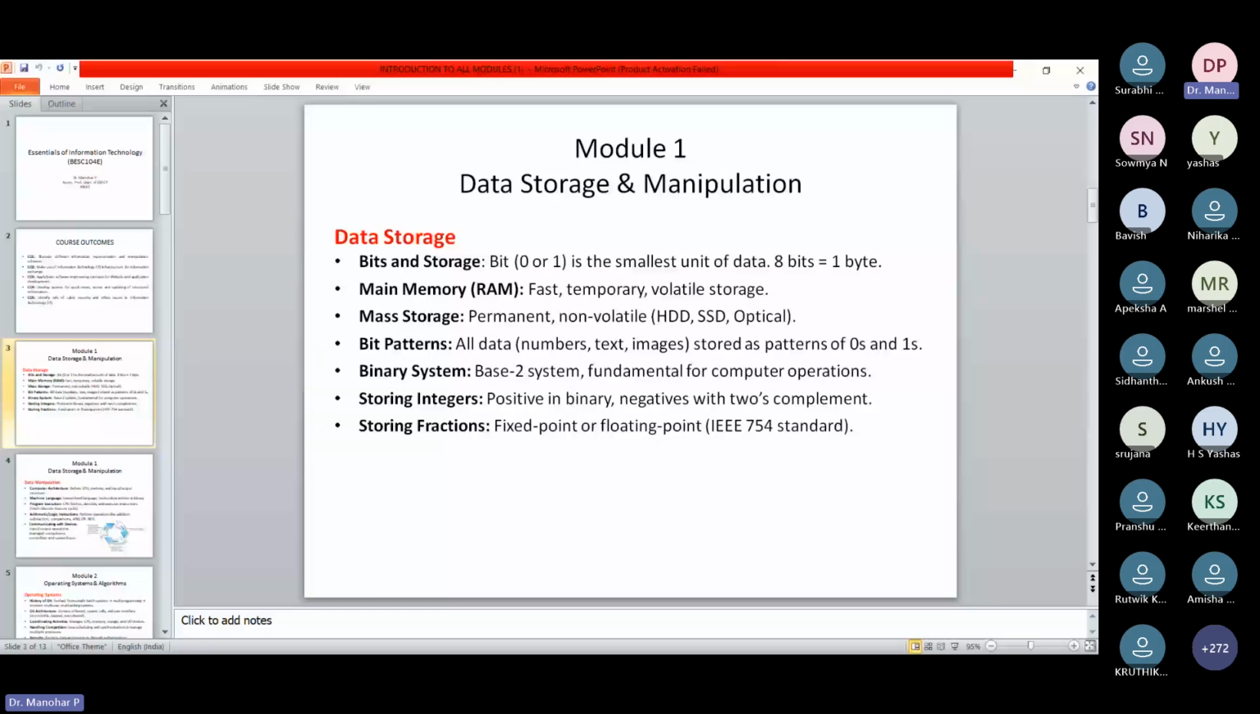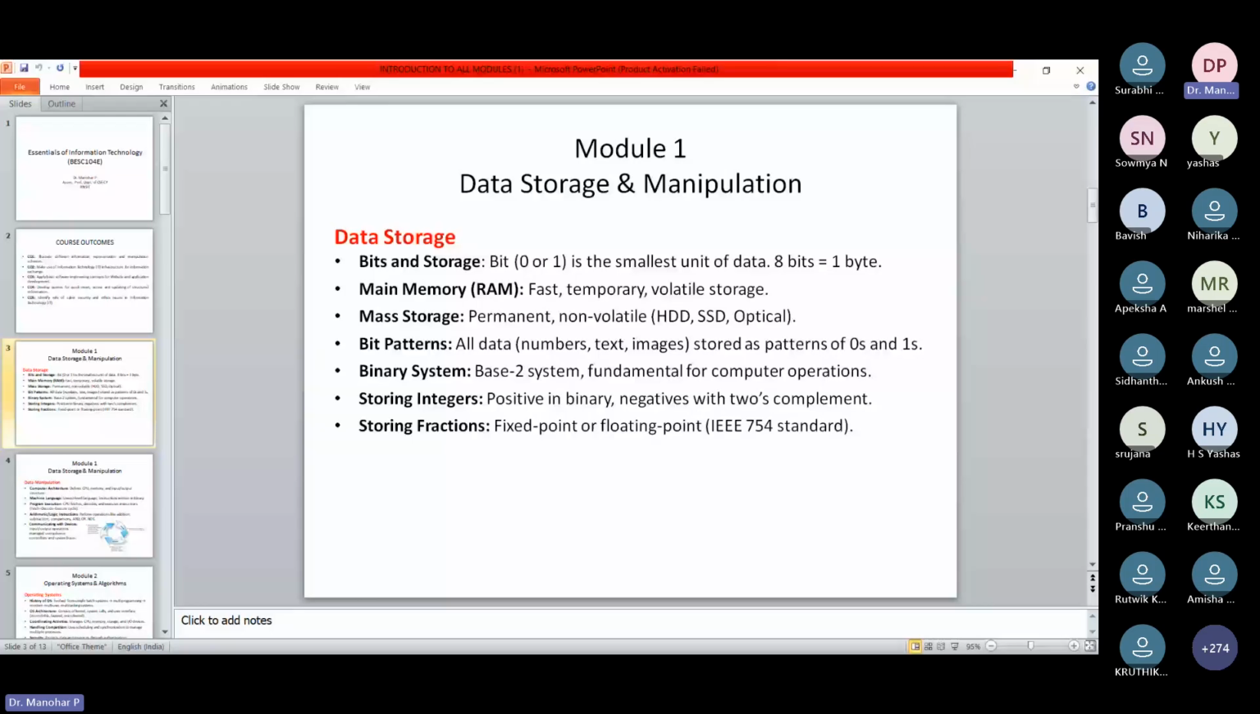And how can you store the integers? The positive integers are stored directly in binary form, whereas to store the negative integers, you have to use the 2's complement format. Then also storing fractions. The fractions can be stored using the fixed point format, or you can store them using the floating point format. But the floating point format always follows the IEEE standard.